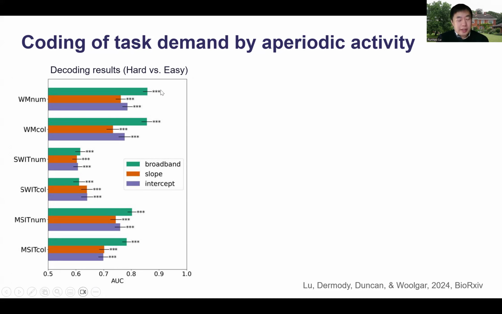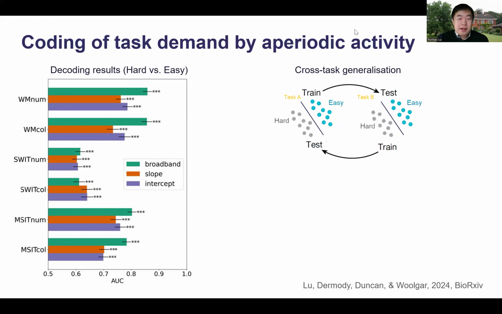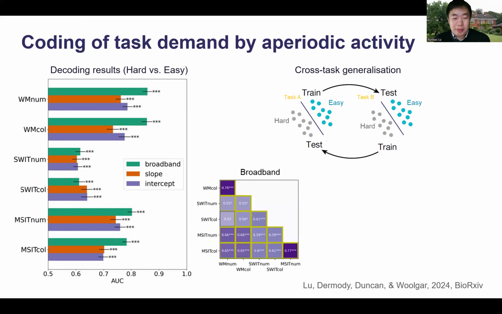The next question is whether this is really the main general signal. We think the classifier that classifies one task's hard versus easy condition should generalize to other tasks, right? So next we will do some cross-task generalization. For example, for broadband power, we train a classifier in one task and then test it in any other task, and we can get the accuracy here.